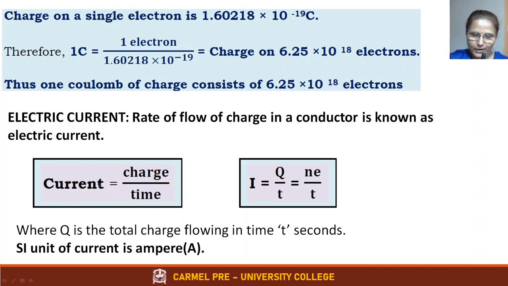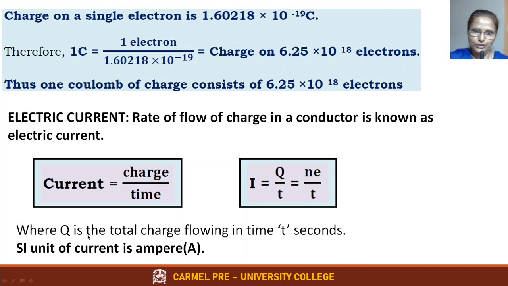Current is always represented by I. Charge is always represented by Q. Time is as small t. So, Q is nothing but number of electrons passing through that particular conductor, and e is the magnitude of charge, 1.6 into 10 to the power of minus 19. This will tell us how much of charge divided by t. Okay, this defines current.